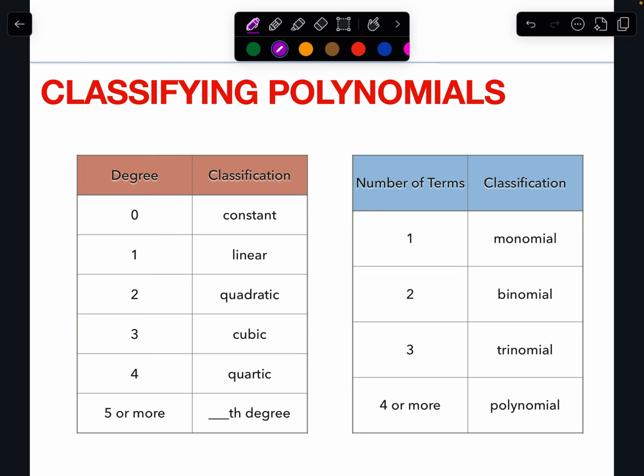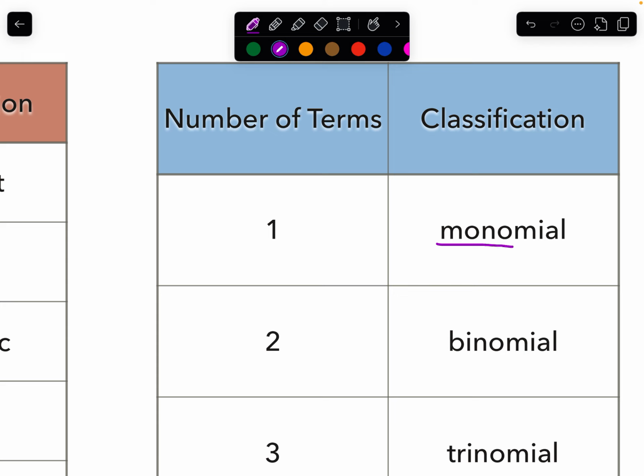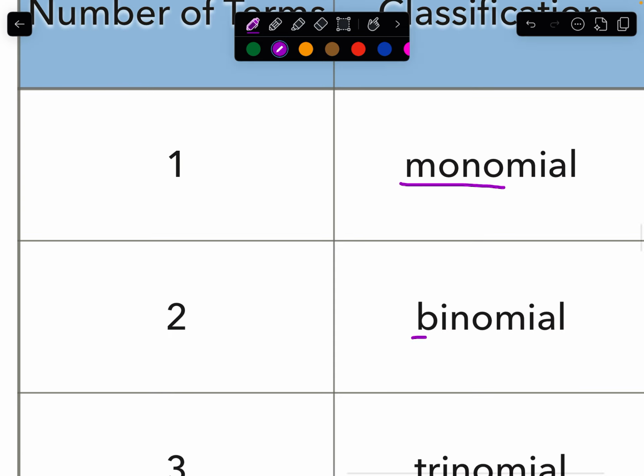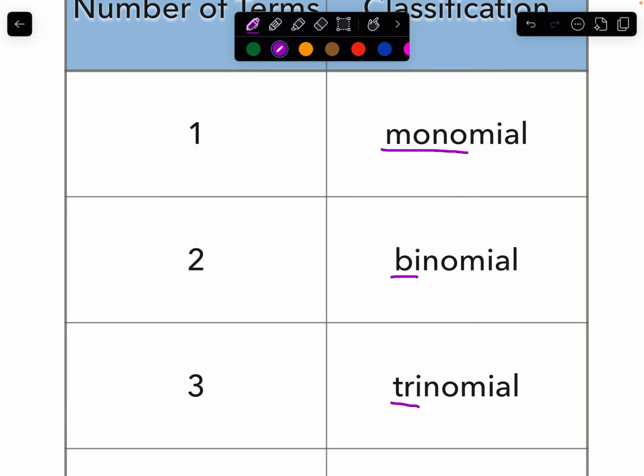In regards to classifying based on the number of terms, a polynomial with one term is considered a monomial. Think about that prefix mono, like a monocle having one lens, perhaps. A polynomial of two terms would be considered a binomial. Think bicycle, 2 wheels, perhaps. A polynomial of 3 terms is a trinomial. Think of triple or triangle with 3 angles, perhaps, that prefix tri.